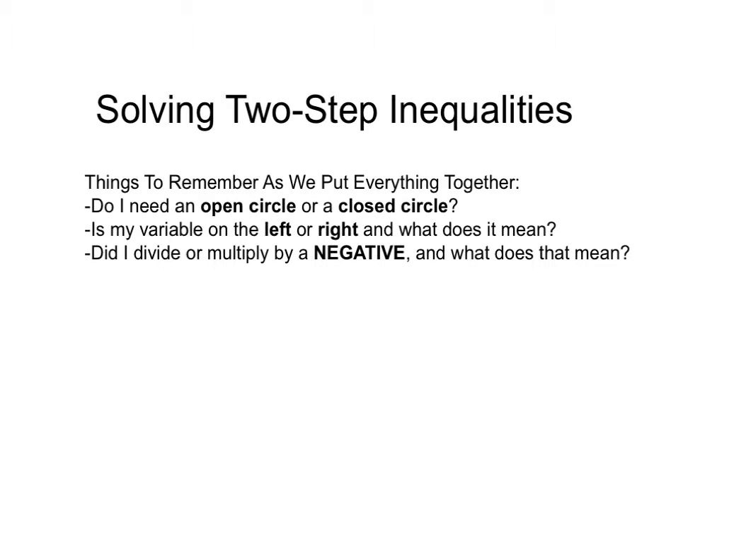Do I need an open circle or a closed circle? Is my variable on the left or on the right, and what does it mean? Did I divide or multiply by a negative, and what does that mean? So let's look at a few examples.